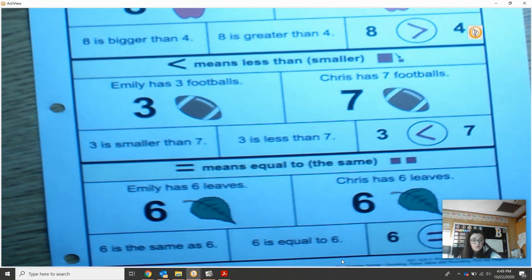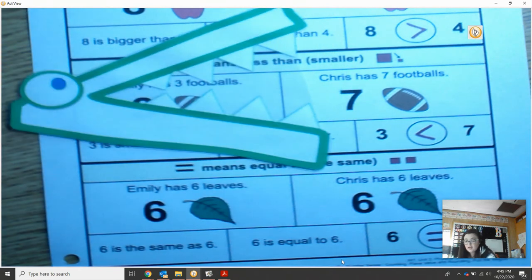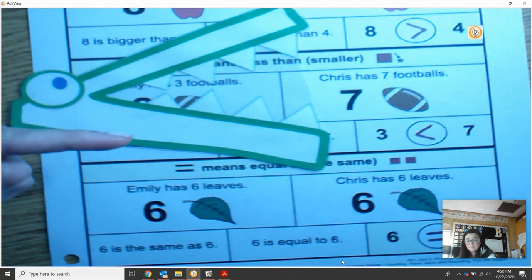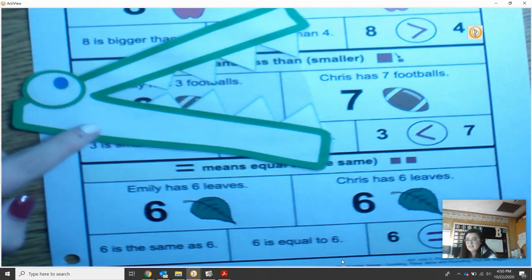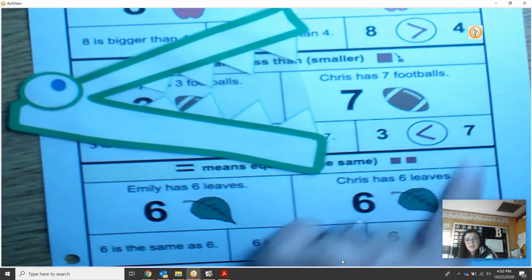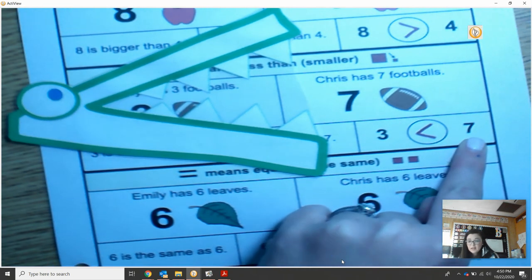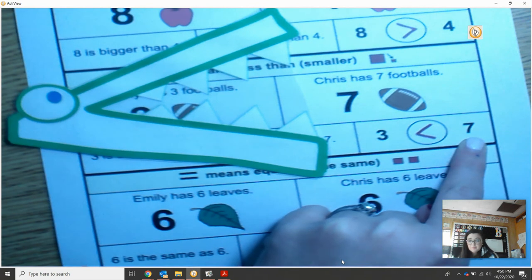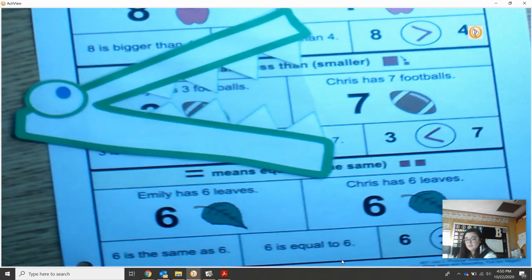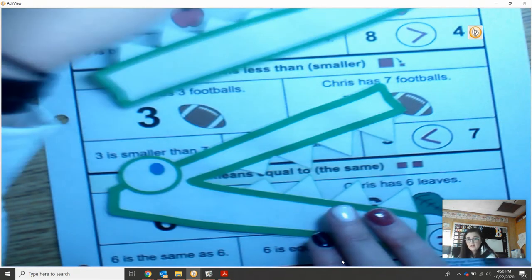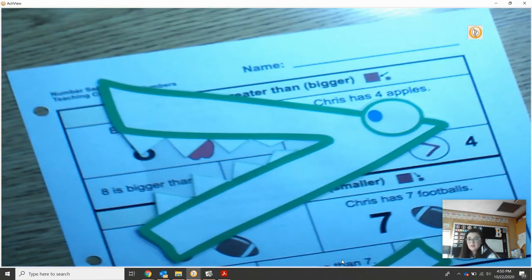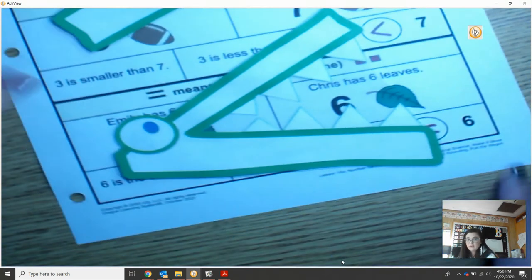Again, I have an alligator. Do you see how he's facing the other way this time? This is the less than sign, but he still is eating the 7, right? He's eating the biggest number. He wants to be very, very full. Okay? So I have my 2 alligators. I have the greater than, which is this one, and I have the less than, which is this alligator mouth.